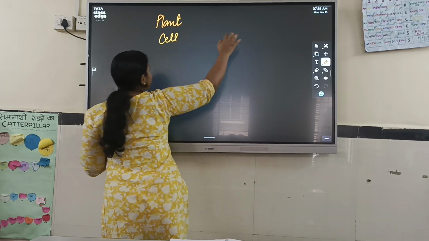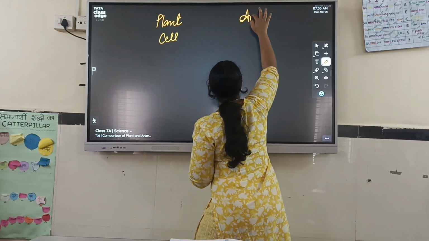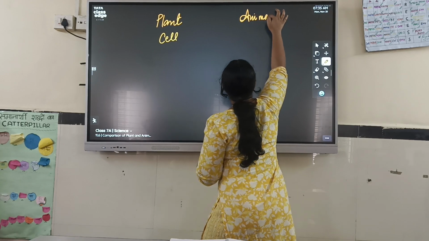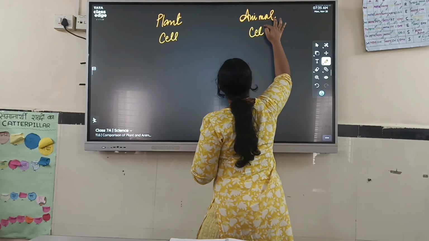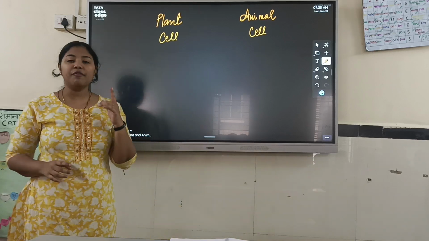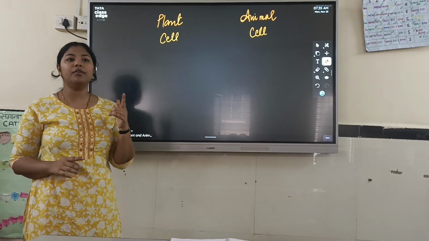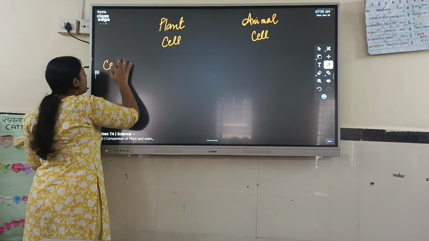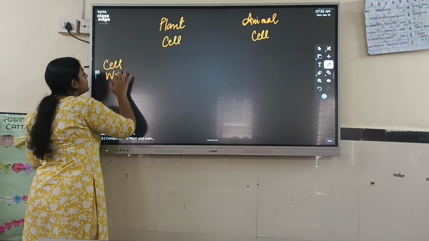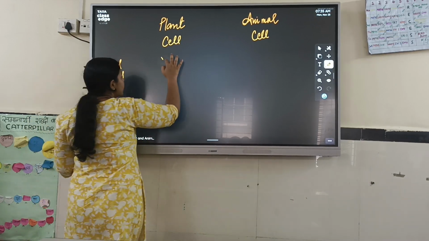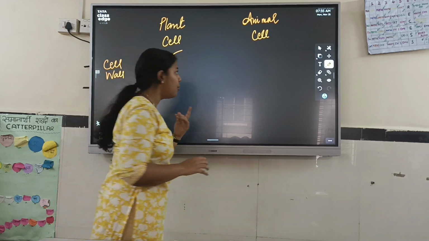We have the plant cell and we have the animal cell. Okay, which was the first organelle which we talked about? Cell wall. It was the cell wall. So plant cell have a cell wall? Yes. This animal cell? No.